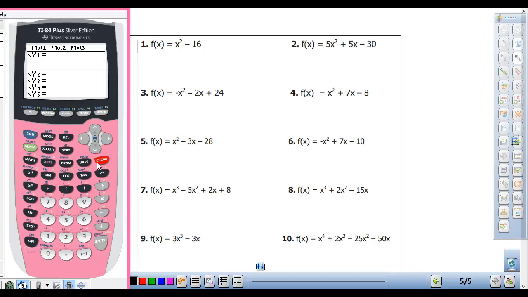All right, so now we are plugging this in. We're going x, and x is this button right here next to the alpha key. So x squared is going to be this button right here, kind of kitty corner from 7. And then minus 16. Everybody should look like that.